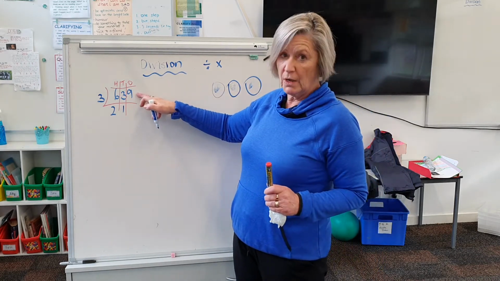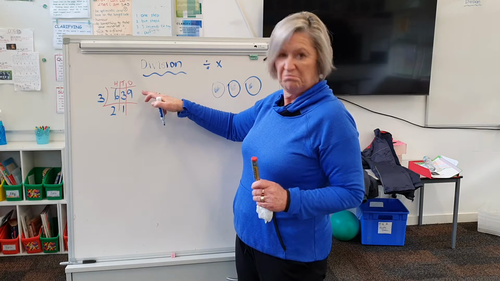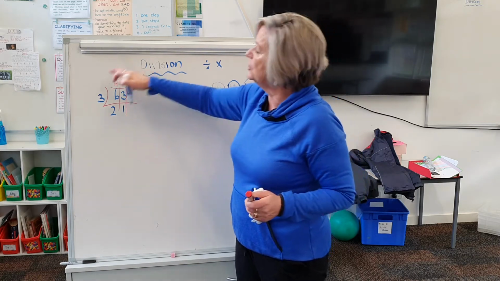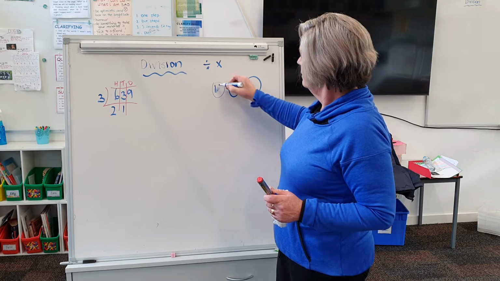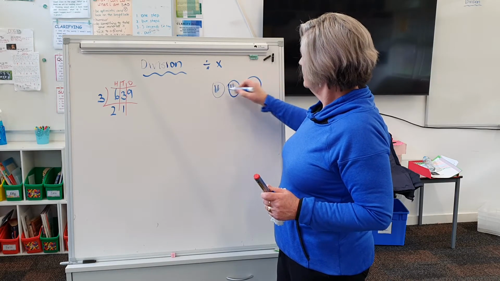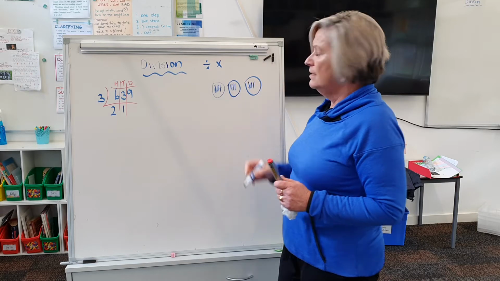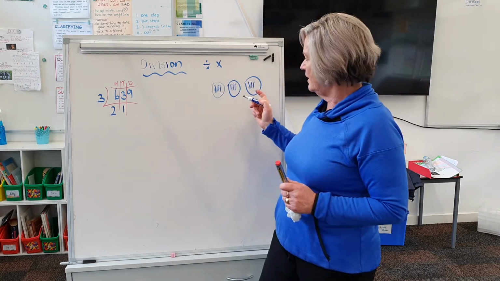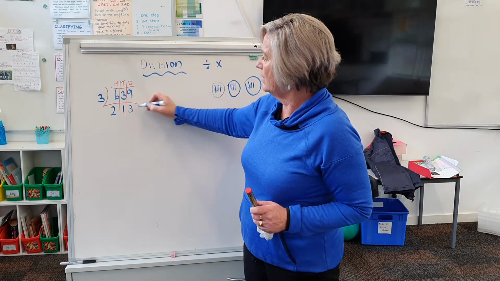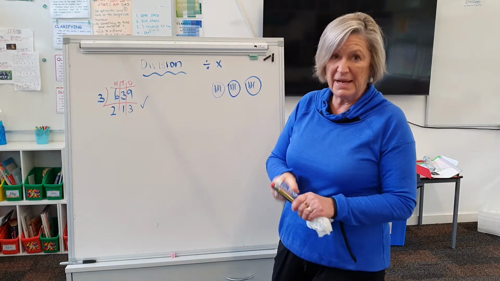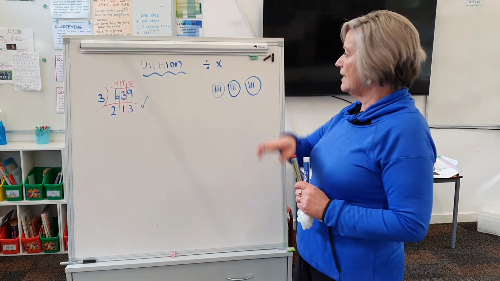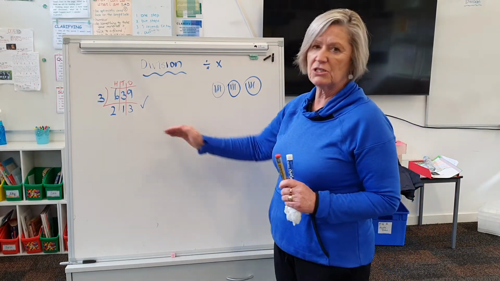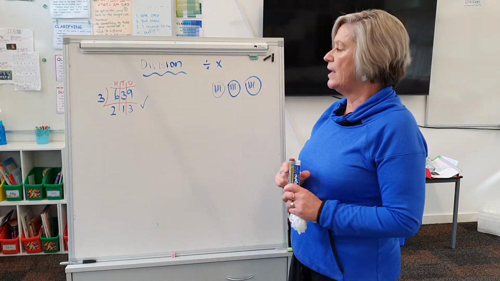I've got 9 ones, 9 singles, lolly sticks, whatever, and I want to share them between 3 people. 1, 2, 3, 4, 5, 6, 7, 8, 9. That's pretty straightforward. How many do they get each? They get 3 each. So that is a basic division equation with no remainders, no renaming, no anything. Very straightforward. Let's move to one a little bit harder.